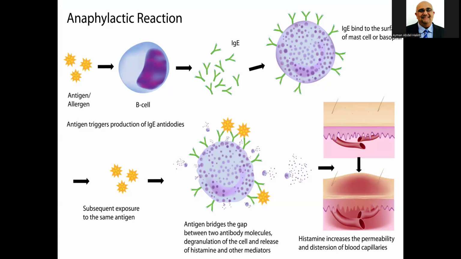Anaphylaxis is related to a hypersensitivity reaction type 1, which is basically mediated through the IgE, which is released by the B cells. And then this kind of starts a cascade of releasing of different mediators through the mast cells or basophils.